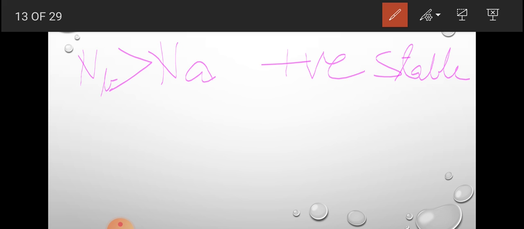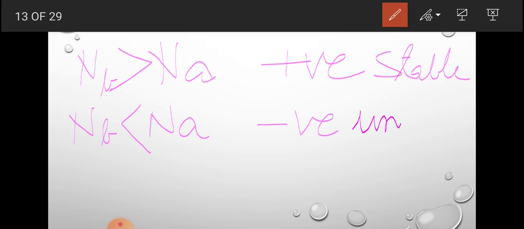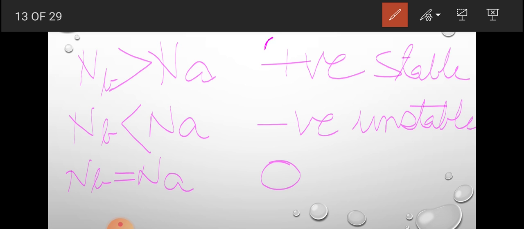If the number of bonding electrons is less than the number of anti-bonding electrons, the bond order will be negative and the molecule will be unstable. If the number of bonding electrons is equal to the number of anti-bonding electrons, the bond order will be 0 and the molecule is unstable.